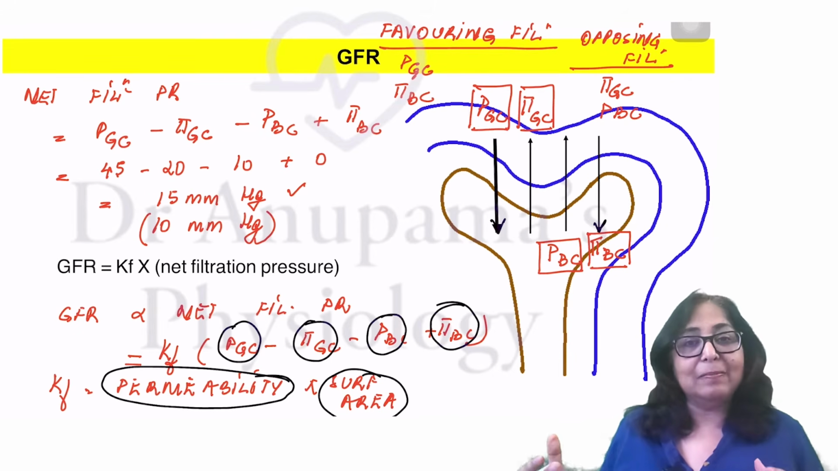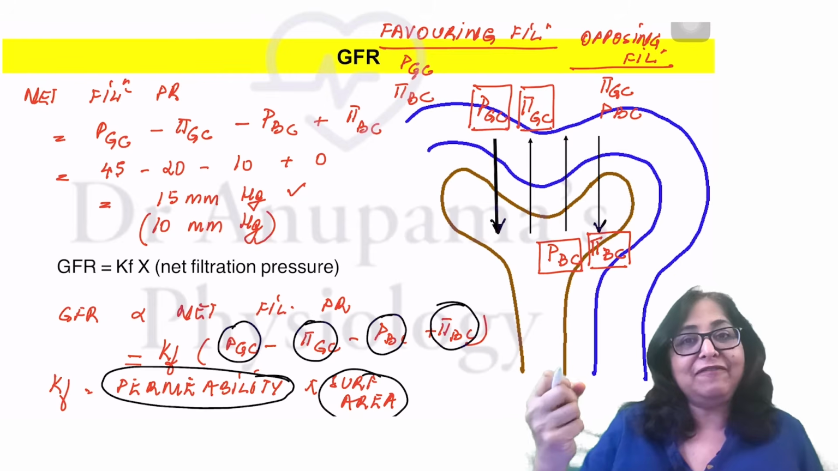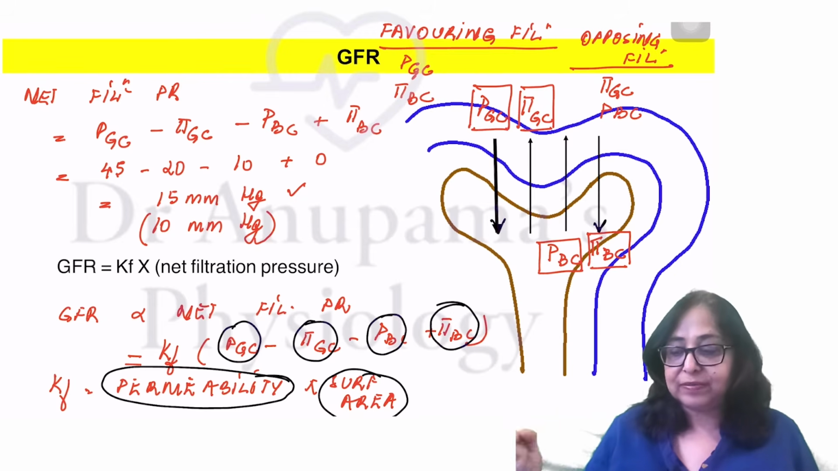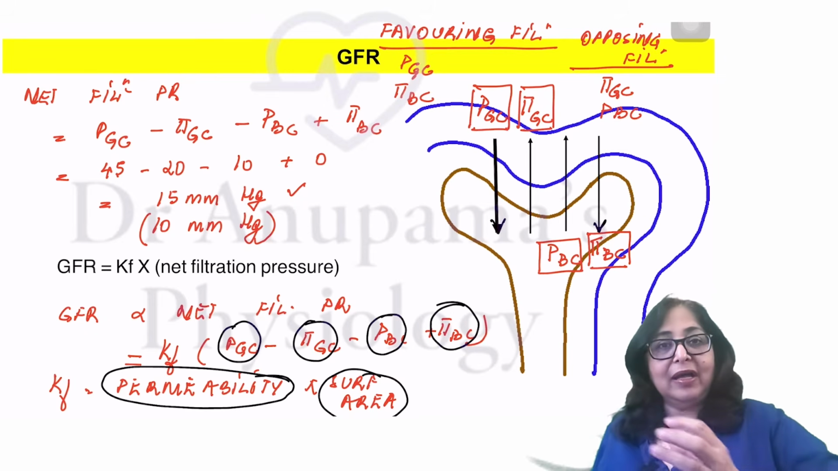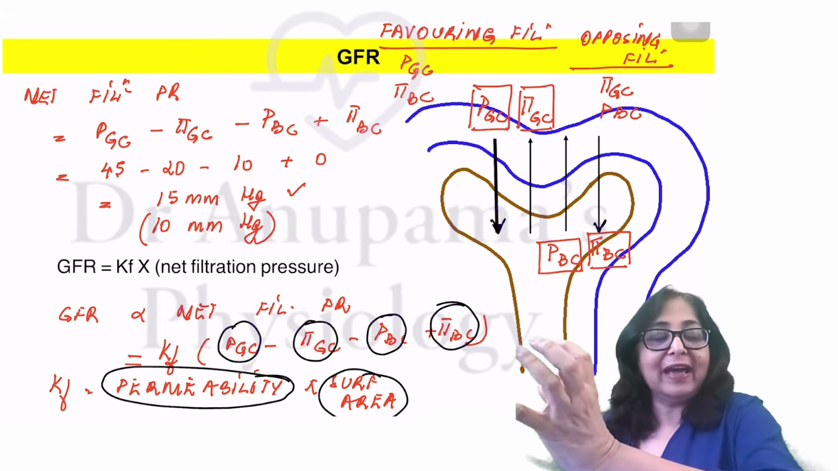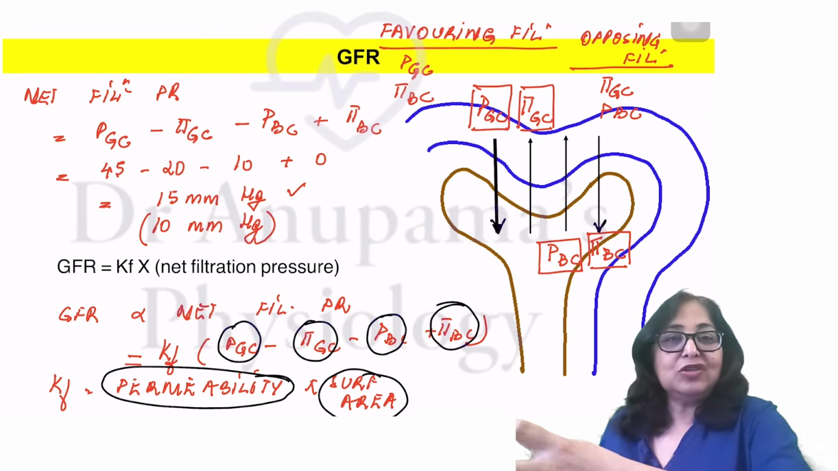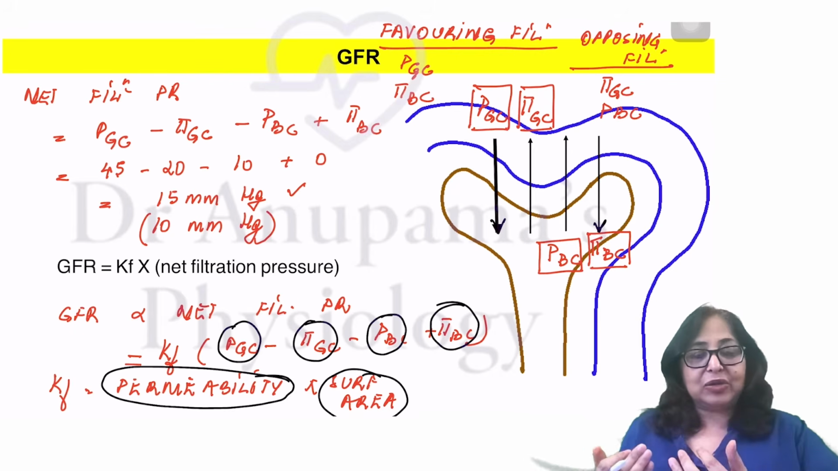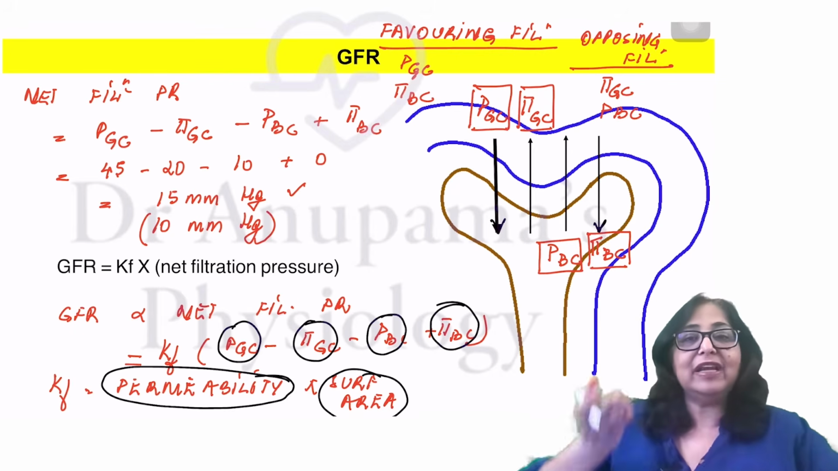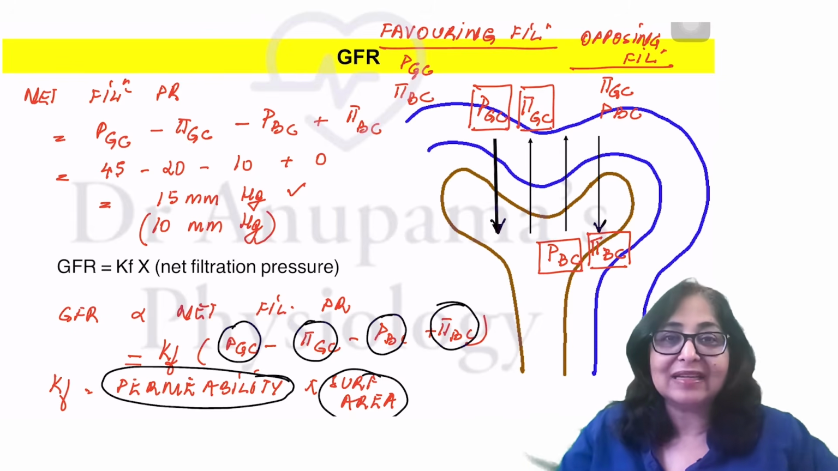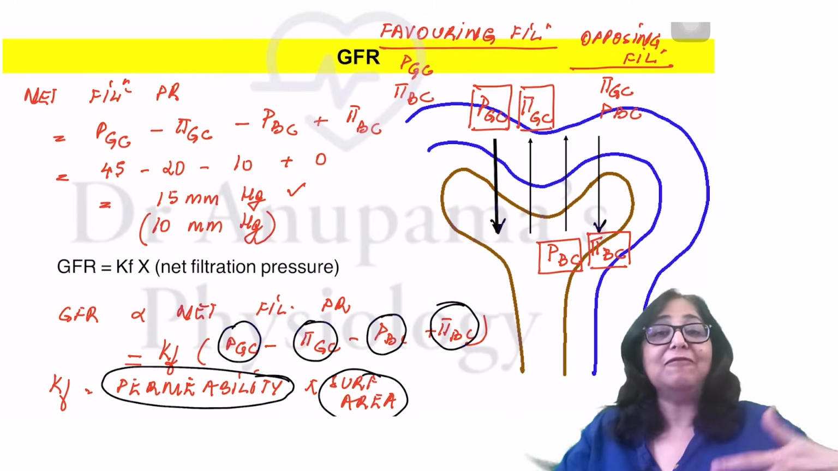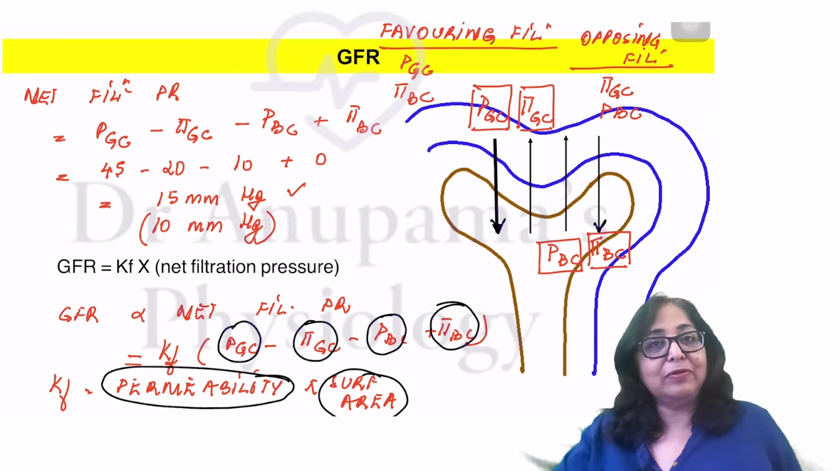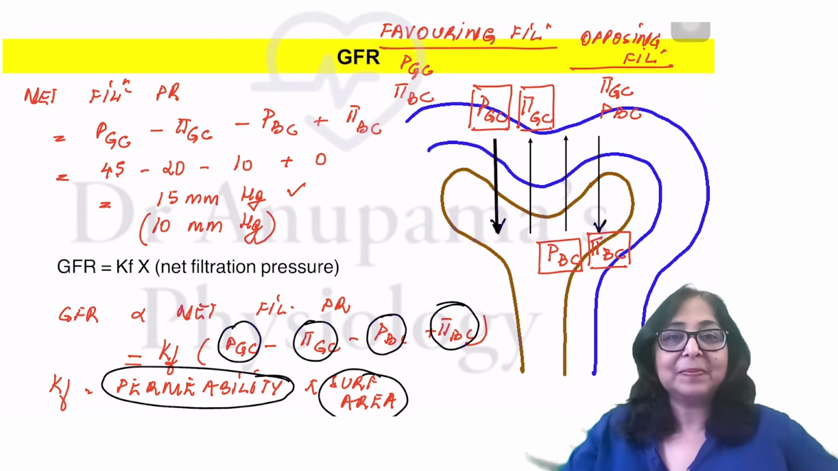Let's take one more example. Supposing there is an efferent arteriolar constriction. The efferent arteriole is constricted. So that means outlet from the glomerular capillaries is narrow. So it creates a back pressure. When it creates a back pressure, it will increase the hydrostatic pressure of the glomerular capillaries. And PGC favors filtration, so what will happen to GFR? Increases.